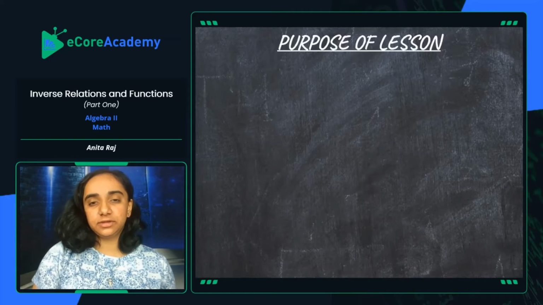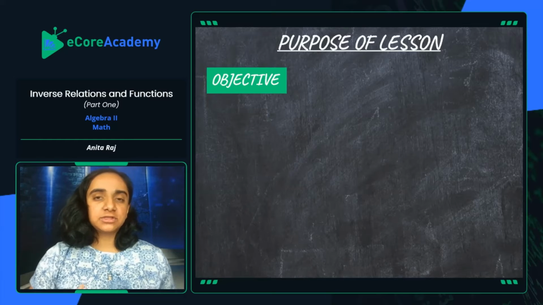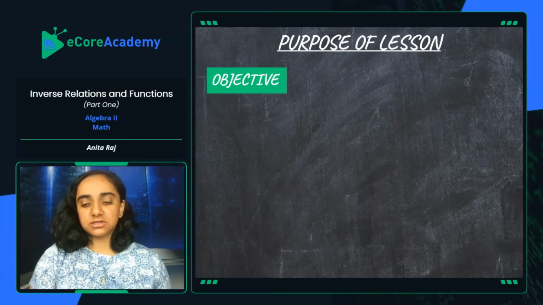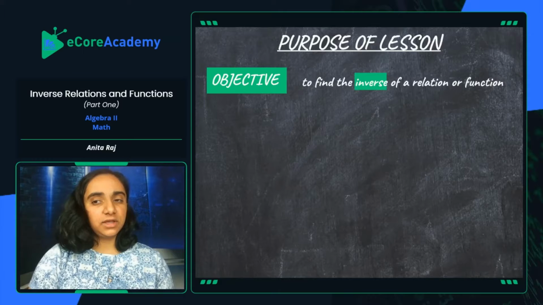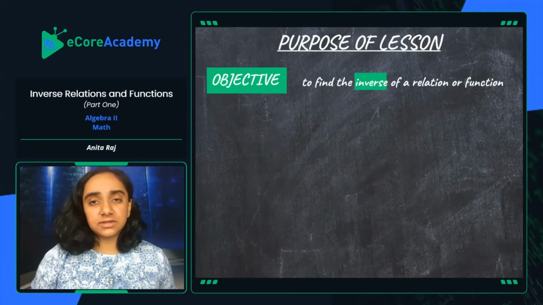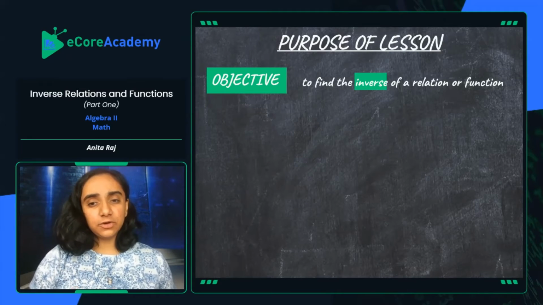Why are we learning this? So here's the objective. This is the thing that I want you to keep in your head and take away after this lesson is over. We want to find the inverse of a relation or a function. Before I get into whatever else the slide covers, let's talk about what a relation is and what a function is.